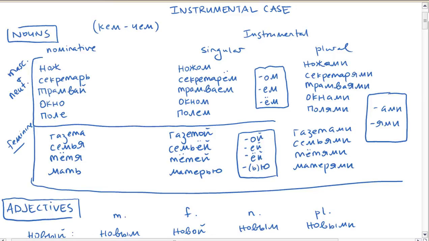Pretty straightforward. Masculine and neuter nouns are going to end in -om, -yem, or -yom, depending on whether they end in a hard sound or a soft sound, or -ik kratkoye. And then our feminine nouns are going to end in -oy, -yey, -yoy, or if they end in a soft sign, they're going to keep that soft sign and add a -yu. So this is in the singular. And everybody, regardless of gender, is going to end in -ami or -yami in the plural, just depending on whether it ends with a soft or hard sound.